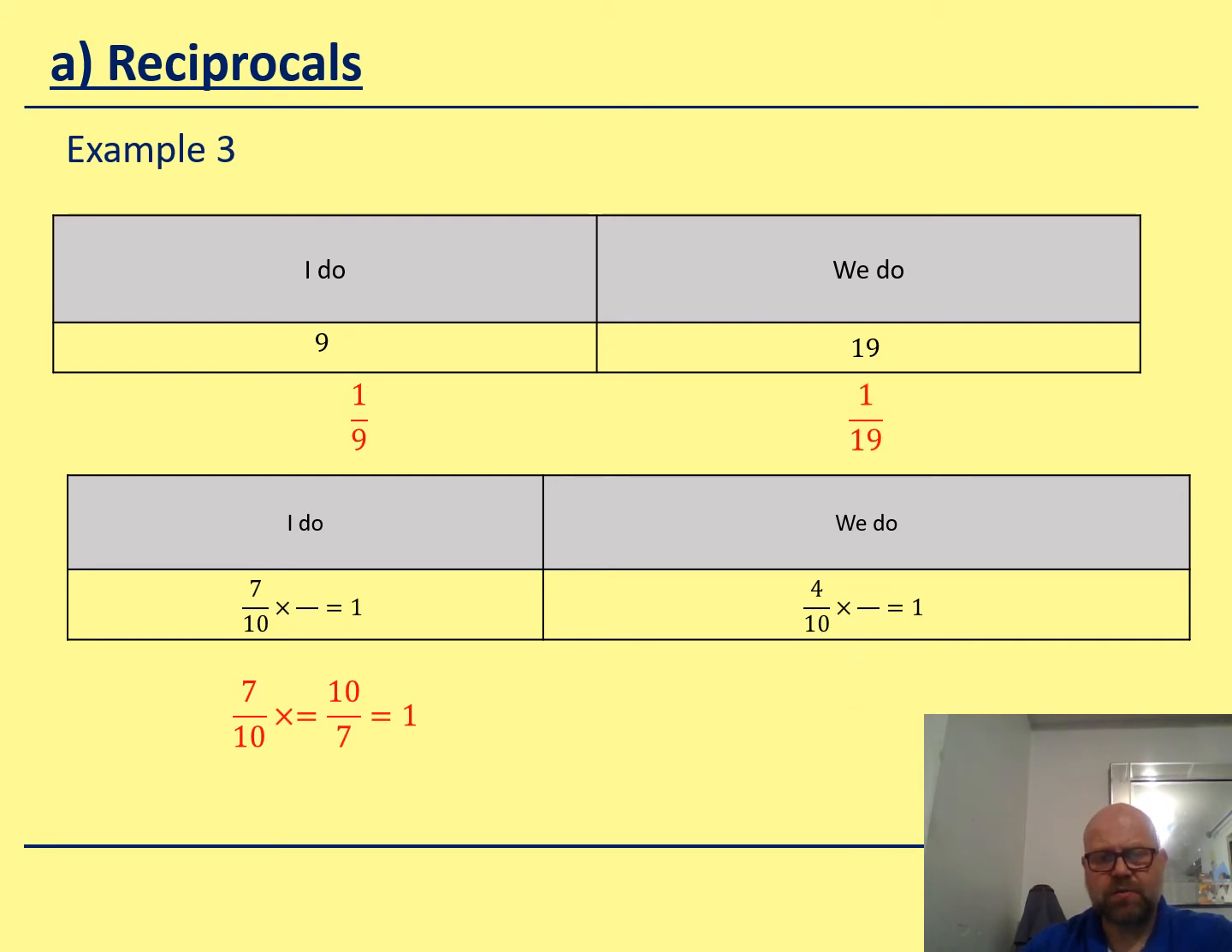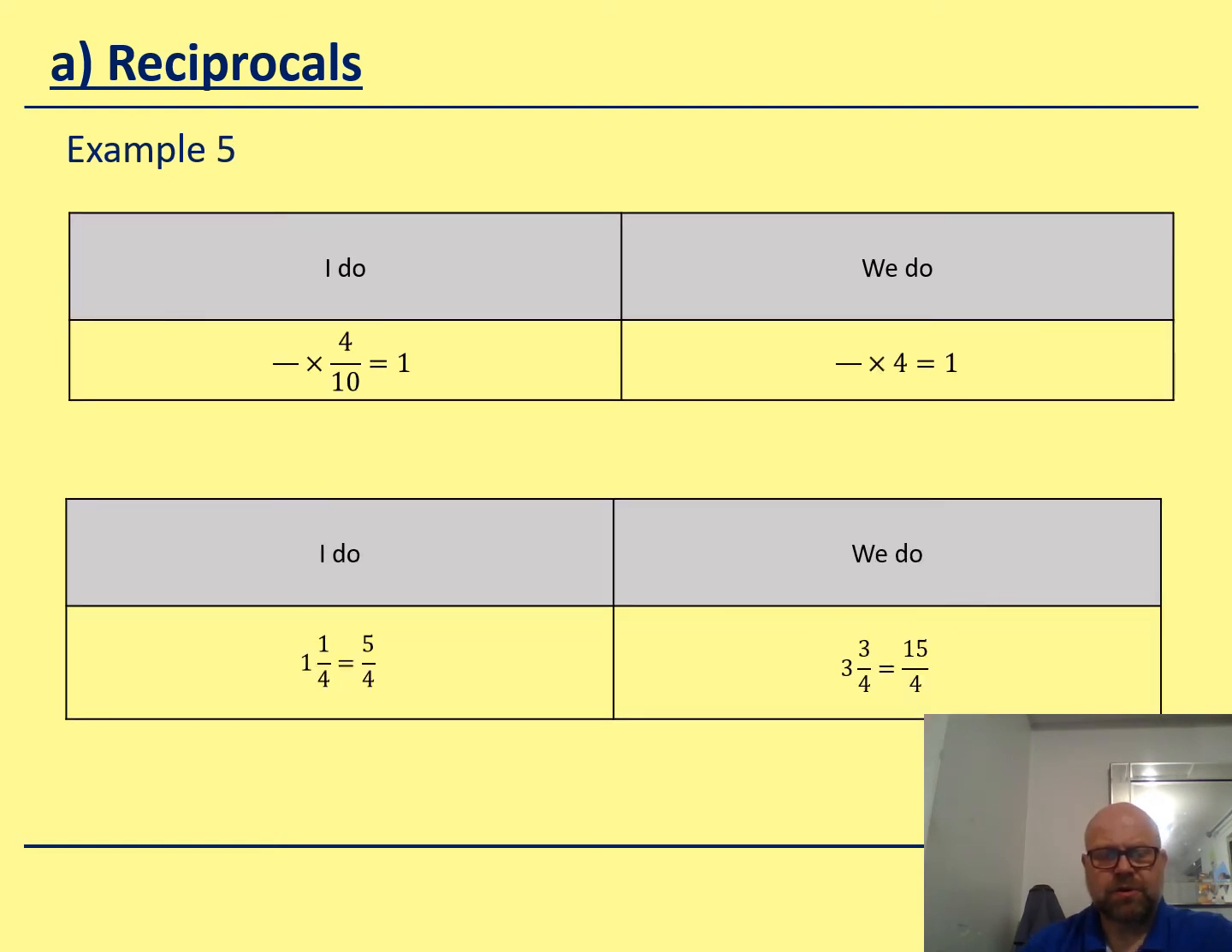So you should have got 1 over 10 and you should have got 10 over 4. Okay, so a fraction multiplied by 4 over 10 is 1. So the answer is 10 over 4. 1 1/4 equals 5 over 4. What is the reciprocal of 1 1/4?